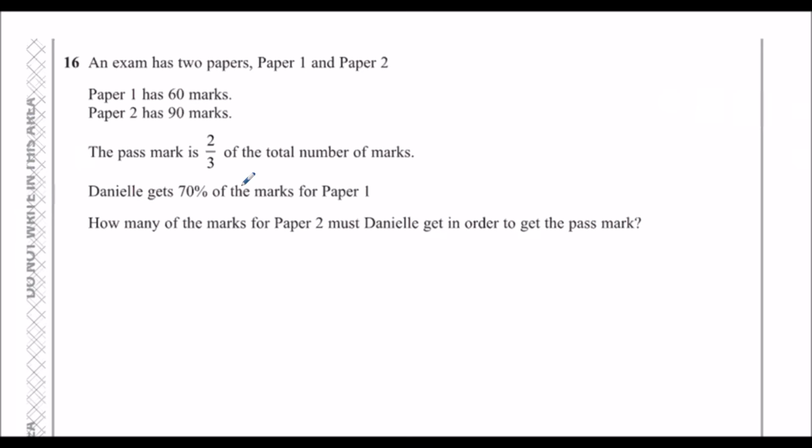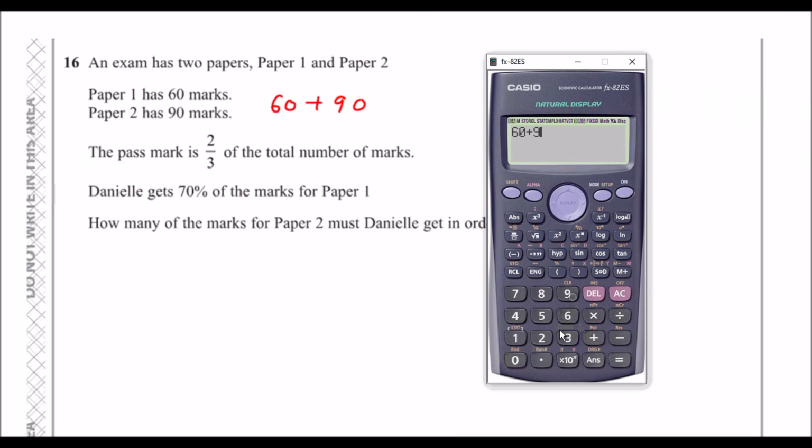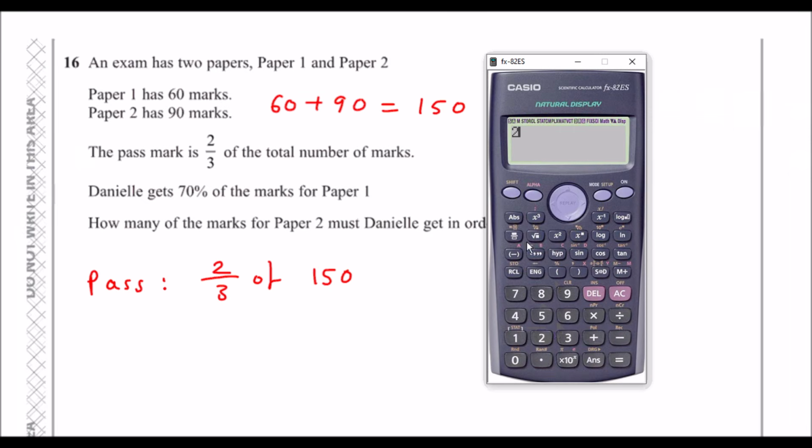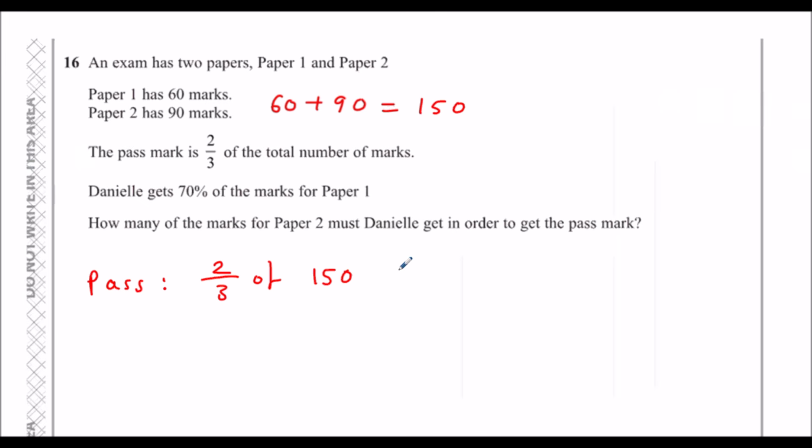So let's work out the pass mark first. So 60 and 90, we can use the calculator. That's 150. And we need 2/3 to pass. So to pass, we need 2/3 of 150. And on a calculator, when we say of, we write a times. So 2/3 times 150, which is 100 marks. So that's the pass mark. To pass, we need 100 marks.